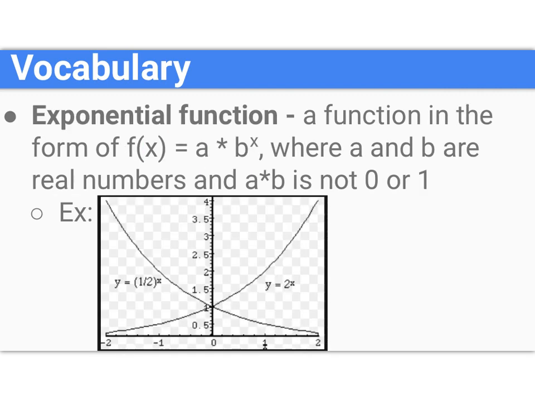Here's an exponential function where x is an exponent and a and b are two numbers that are multiplied to one another. Now, if a and b are greater than 0, the graph is going to rise from left to right. And if a and b are less than 0, the graph is going to fall from left to right. And that is the nature of these functions.